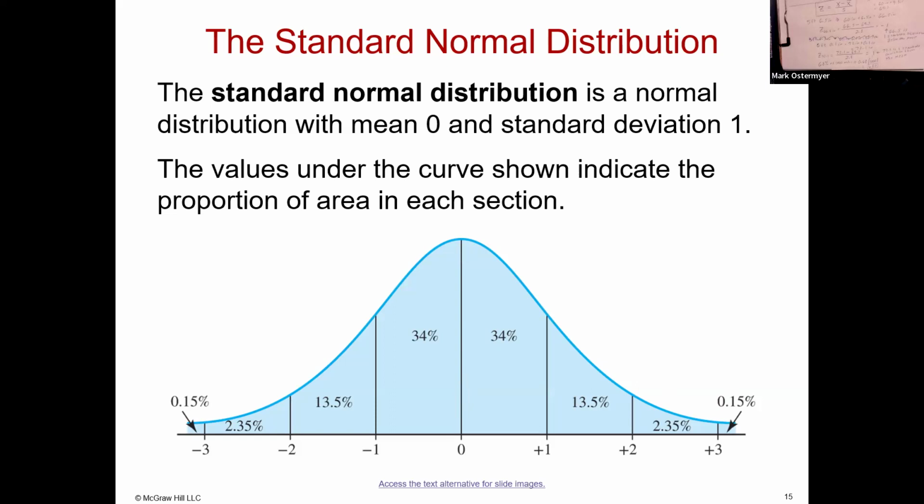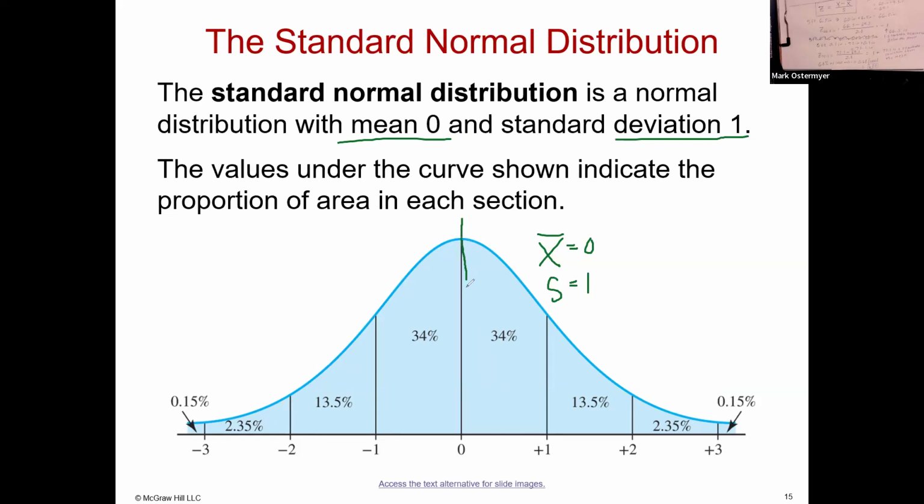But the added thing with the standard normal distribution is that the mean is always 0. The thing that's always true about a standard normal distribution is that the mean is always equal to 0, and the standard deviation is always equal to 1. So X bar is always equal to 0, and the standard deviation is 1. It's always true for the standard normal distribution.